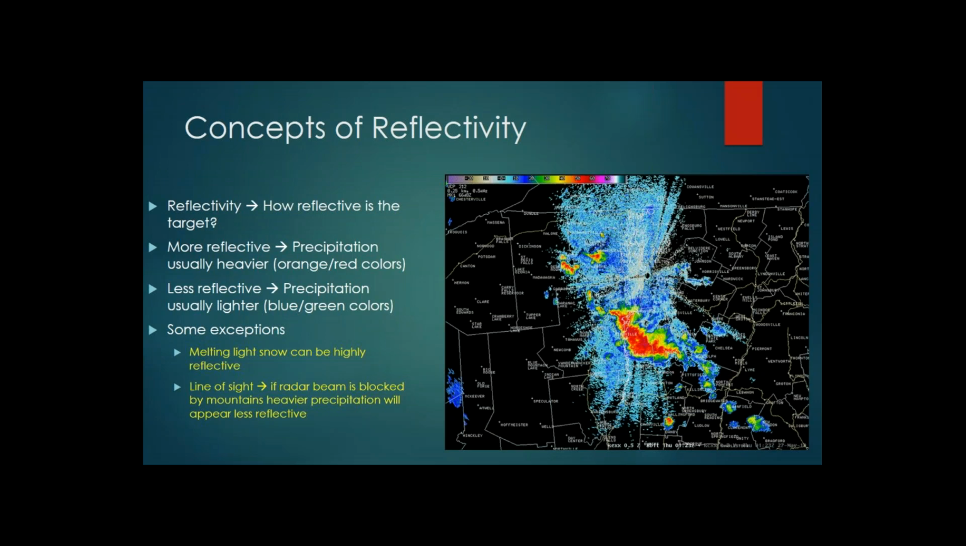Also, a thing to consider is line of sight. The radar is a line of sight instrument, so it sends out beams, and it does get blocked by mountains and other things, buildings, especially close to the radar. And so in those blocked areas, sometimes that precipitation will appear less reflective because it's blocked by the mountains.